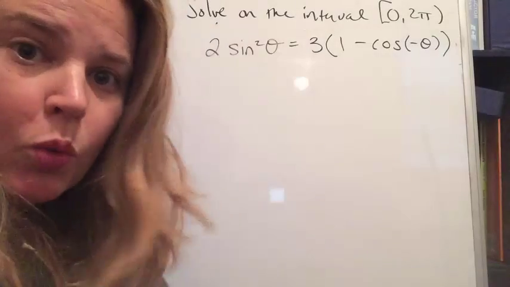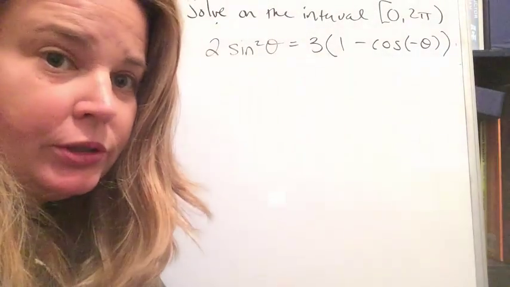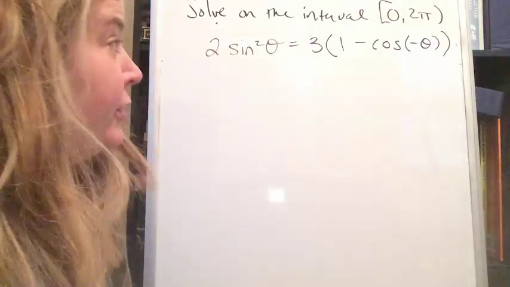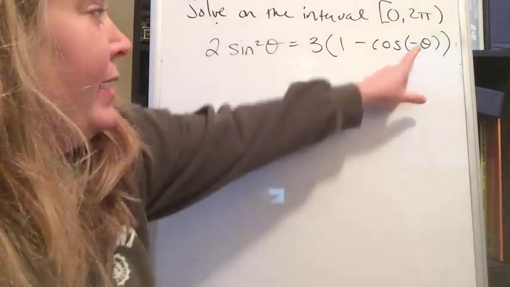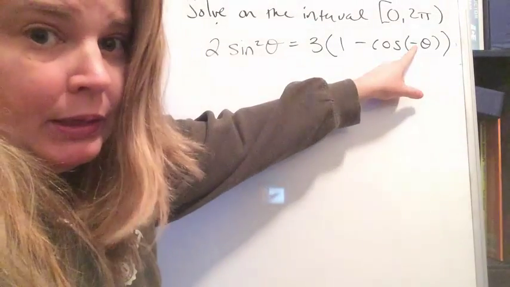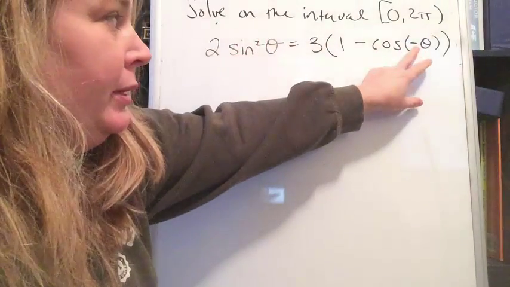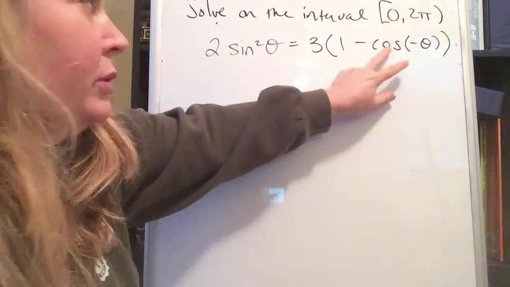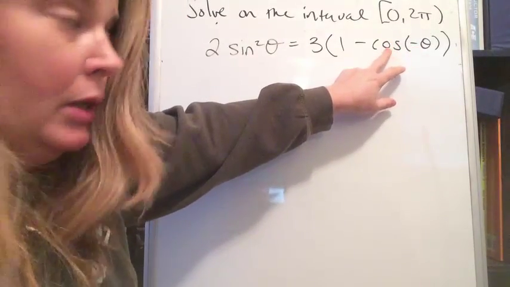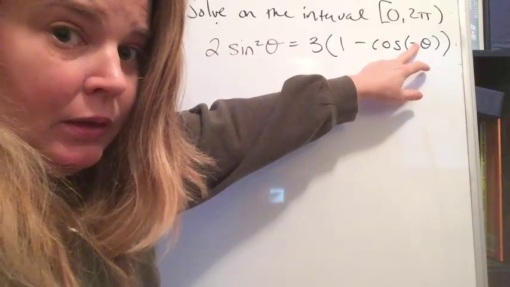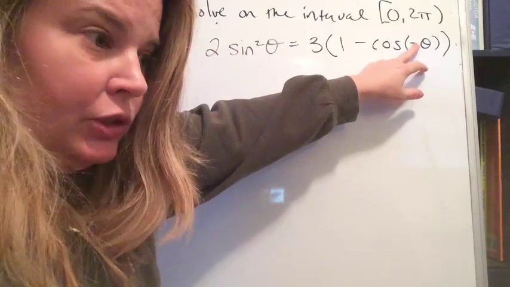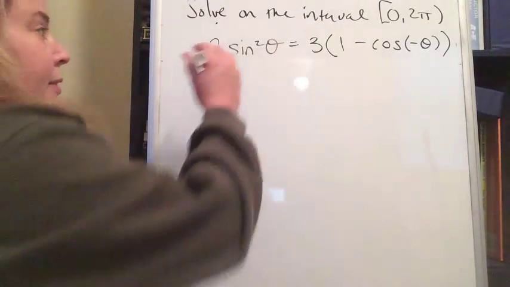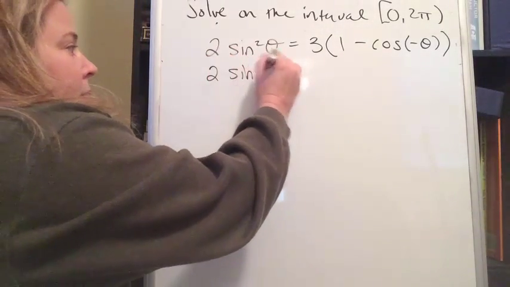Okay, so we have another trig equation to solve, and again, we're solving it on the interval from 0 to 2 pi. The first thing I notice is that I have a negative angle in here. I want all the angles to be the same, so I'm going to use the even-odd properties to get rid of that negative. Since cosine is an even function, I can just drop the negative. Putting a negative angle is the same as just having the regular angle. So I'm going to go ahead and rewrite this problem without that negative.